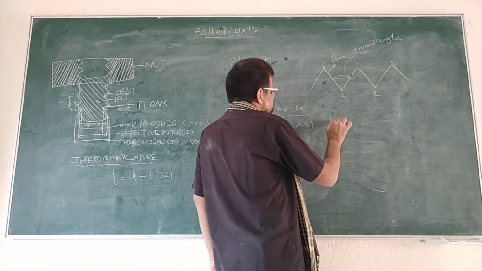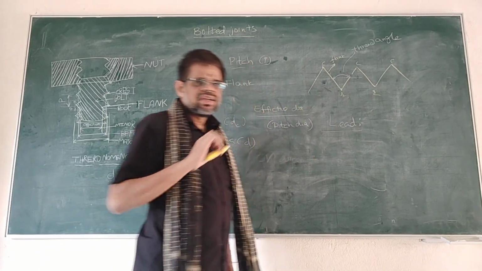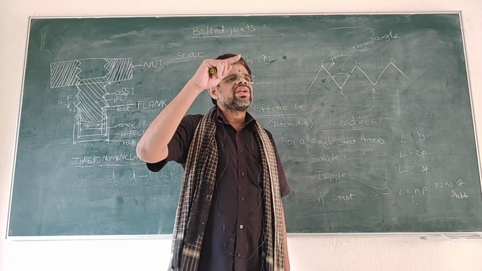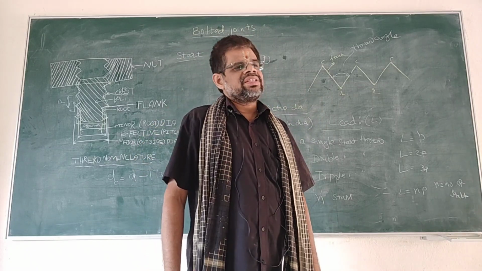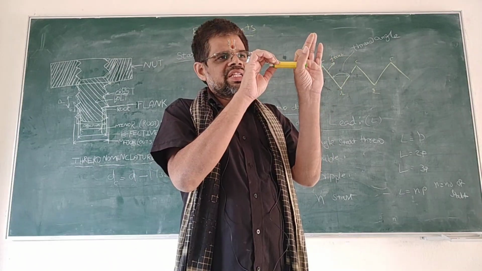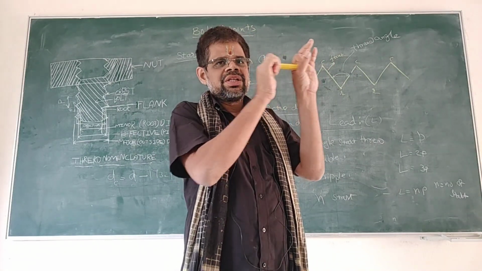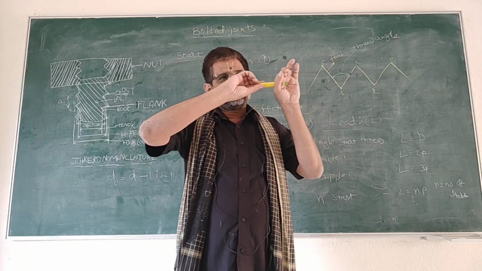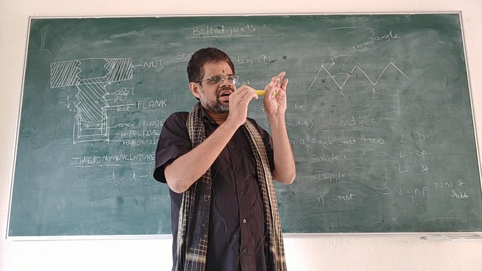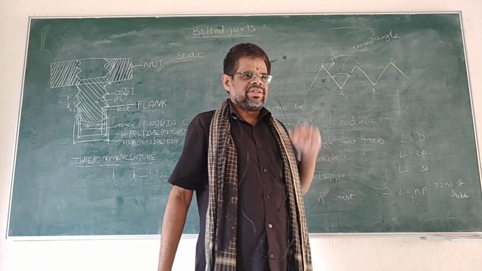The next term is lead. Lead is the distance moved by the thread for one revolution of the thread. For example, if you have a nut and a bolt and you are inserting it, you are rotating it, so as you rotate it, it will move inwards. Now, if you rotate this nut by one revolution, how much distance does the bolt travel into the nut? That distance is called lead.